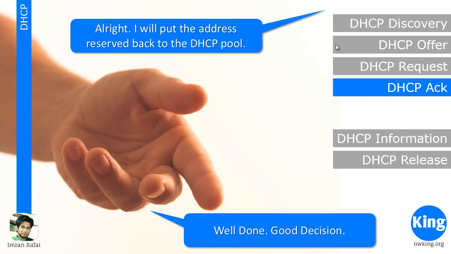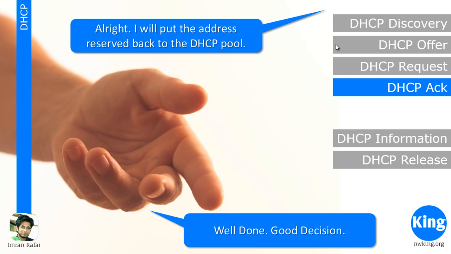But the client, the machine, your computer, your laptop, whatever, it doesn't have enough time to send the DHCP release message. So in the DHCP process, DHCP release is not a mandatory step, right? So the mandatory steps are DHCP discovery, DHCP offer, DHCP request, and DHCP acknowledgement. So that is how an IP address is configured.